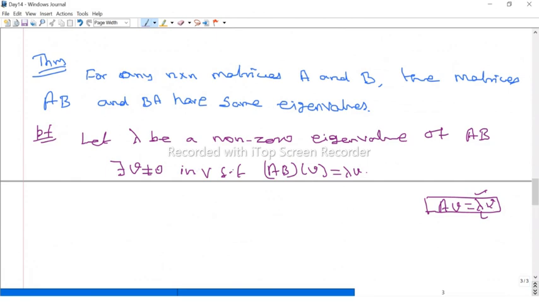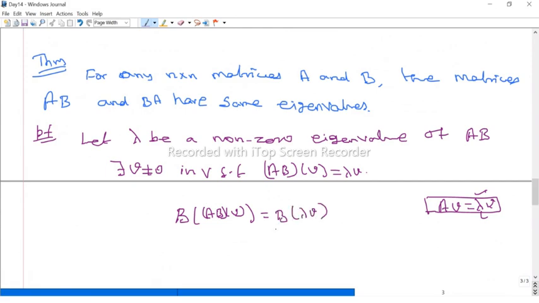Now here lambda is an eigenvalue. Therefore, there is some non-zero vector, so eigenvectors are always non-zero. So there is a non-zero V such that AB times V equals lambda times V. Now apply B on both sides. Therefore, B times AB of V equals B of lambda V.